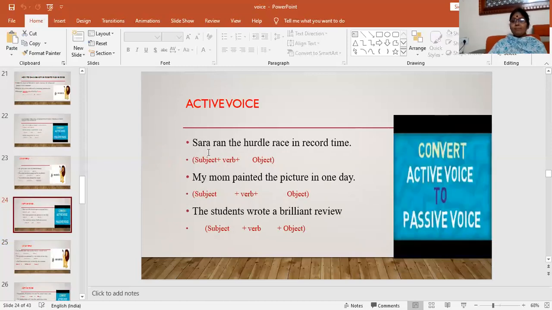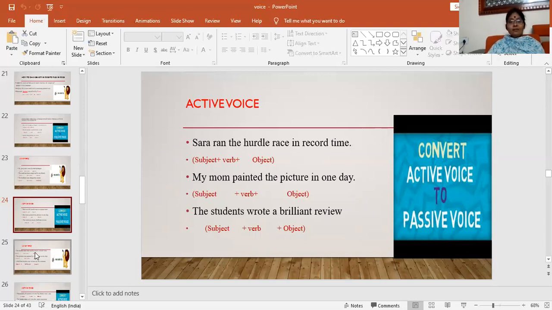Look at this example. Sarah ran the hurdle race in record time. Now, what do we have to do? Identify. Subject is Sarah, ran is verb, hurdle race is object. Right? Now, what do we have to do? Bring the object here, take the subject here, make the changes with the verb.